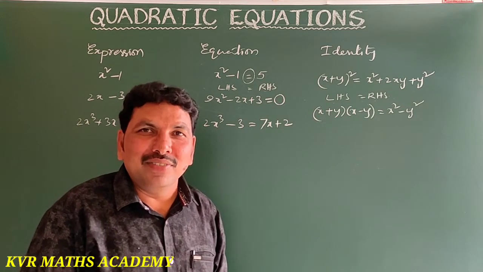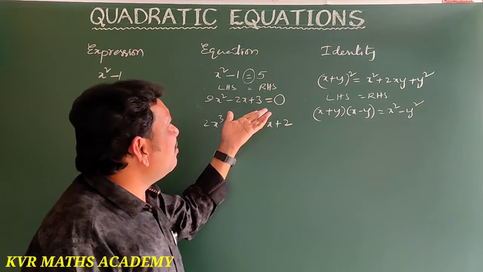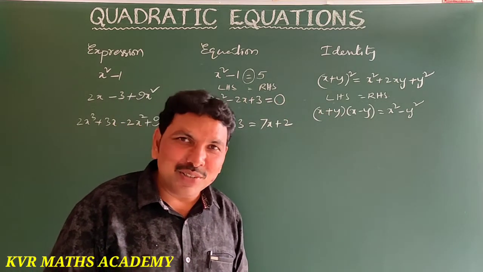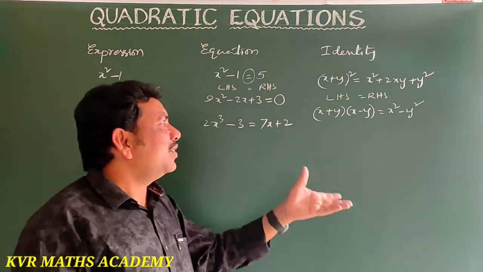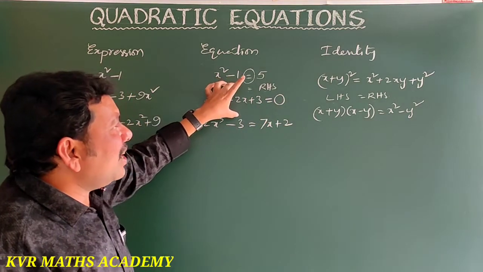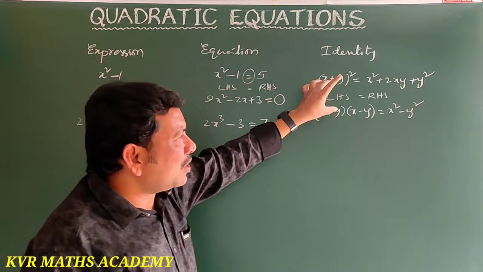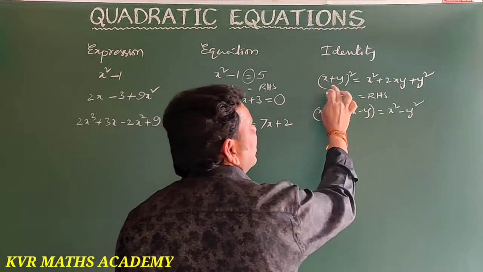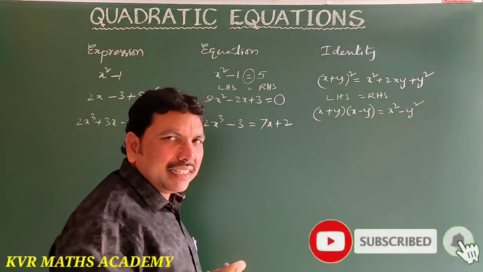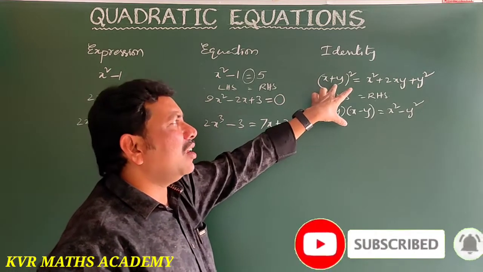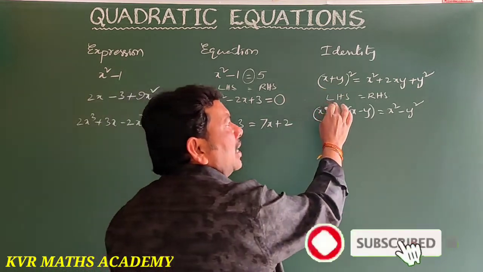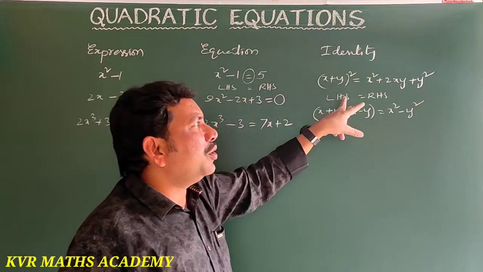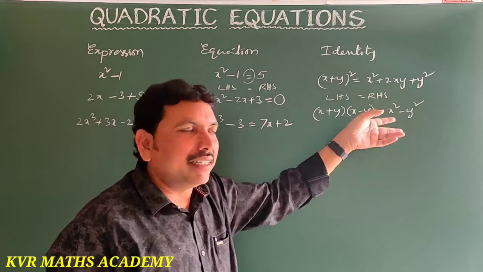Somebody may ask, what is the difference between equation and identity? Can you see? For an identity, whatever values you substitute in the place of x and y, LHS should be equal to RHS. LHS should be equal to RHS.